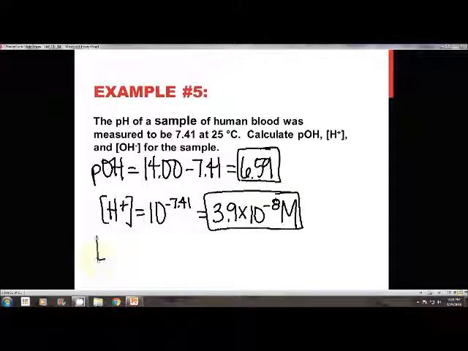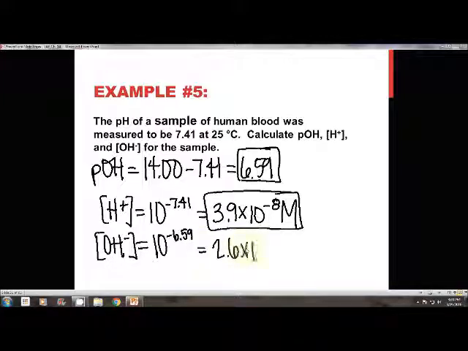And for the OH minus concentration, I'm going to do the anti-log, but if you would like to do the Kw expression we learned yesterday, or in level 52, that's fine. So 10 to the negative 6.59 equals 2.6 times 10 to the negative 7 molar. So that is our third.